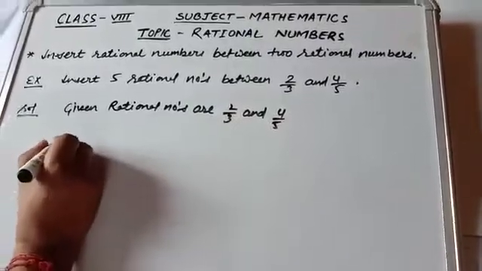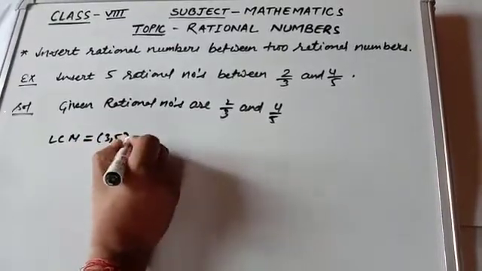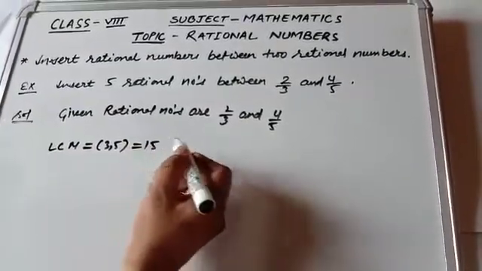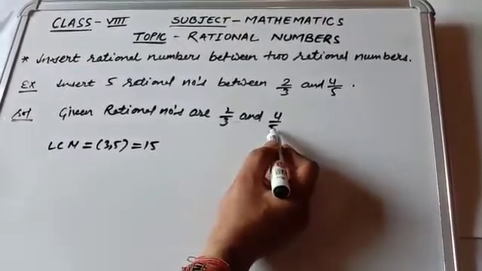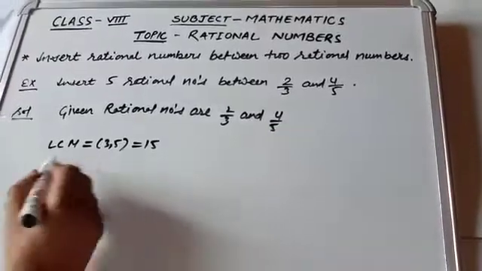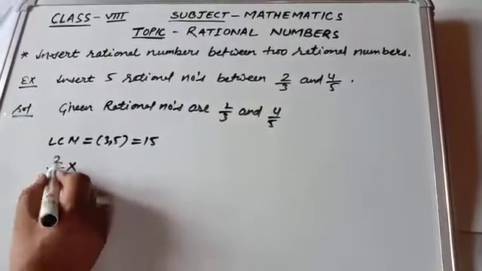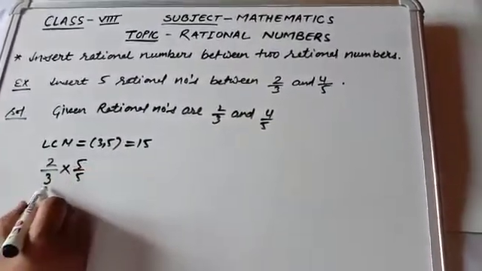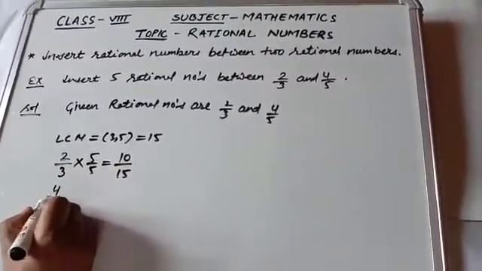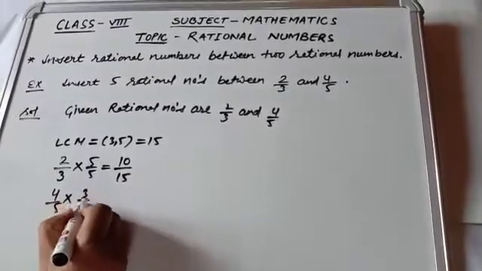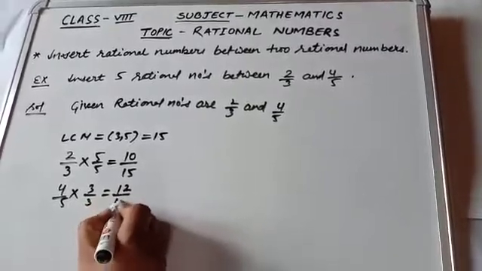So first we take the LCM of the denominators, that is 3 and 5, which is equal to 15. So our first priority is that we will make both the denominators the same. So the first rational number is 2 by 3. We will multiply both numerator and denominator by 5 to make the denominator 15, that is 10 upon 15. And the second rational number is 4 by 5. So we multiply both the numerator and denominator by 3, that is equal to 12 upon 15.